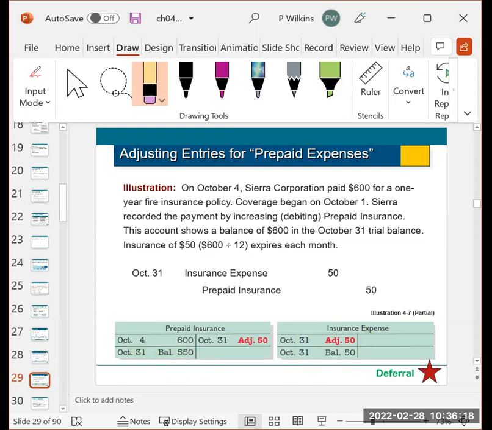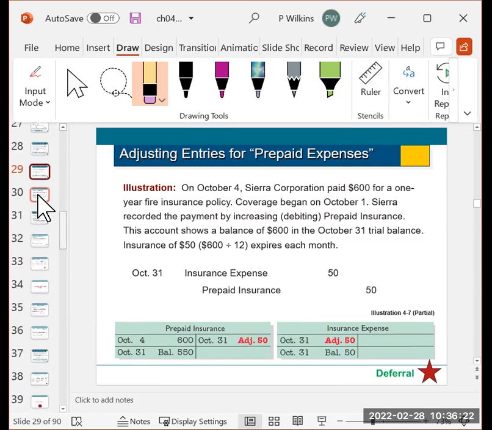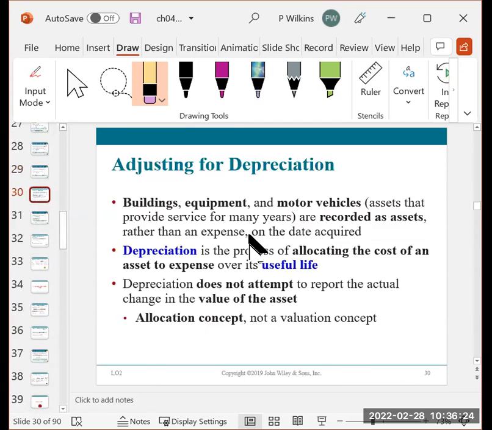And again, we're going to do some samples. This is just more like the lecture information part. Okay, so the other adjusting entry that we have is for depreciation, and this is for plant assets. So these are for buildings, equipment, motor vehicles, the kinds of things that you're going to see mostly as equipment. You will see buildings at some point, but it's mostly going to be equipment. Now we have an entire chapter on depreciation because it's a big process.